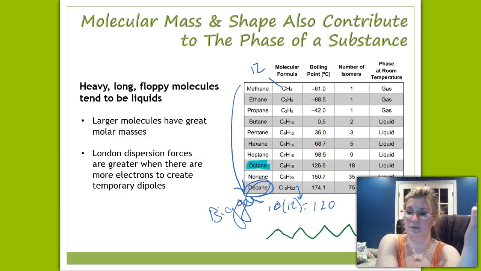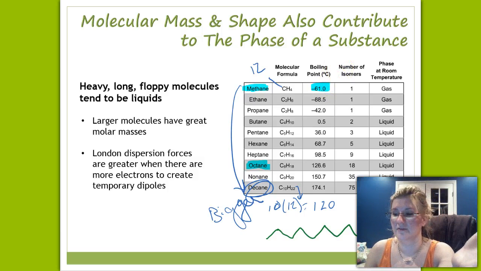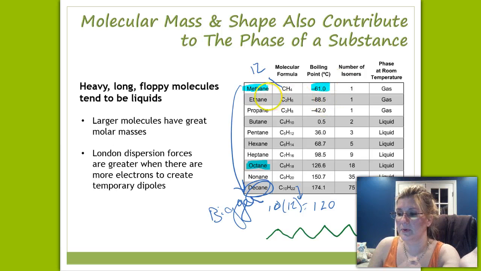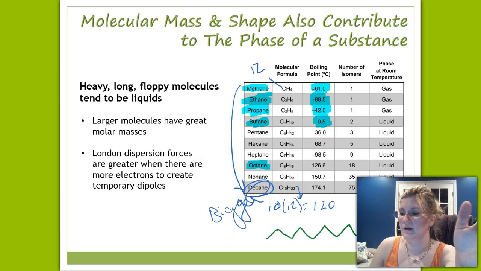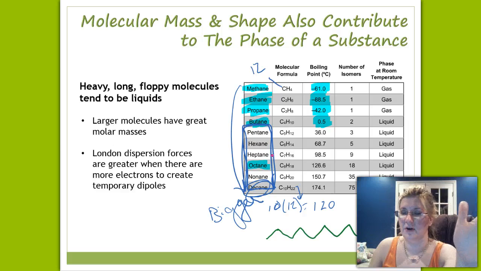126 degrees C. That's not too high. Most of it is a liquid at that temperature. Whereas methane is completely a gas at room temperature. A negative boiling point is going to give us a gas at room temperature. So you'll see methane, ethane, and propane all being gases at room temperature. And butane. Anything that's less than room temperature is about 25 degrees C. So those 4, and we really start getting to see our liquids when we start with pentane, a 5 carbon chain.